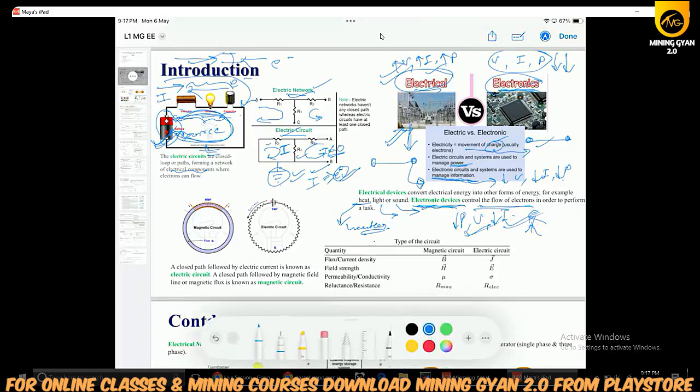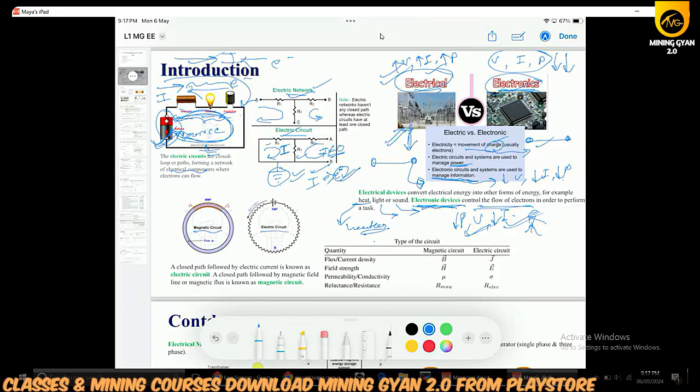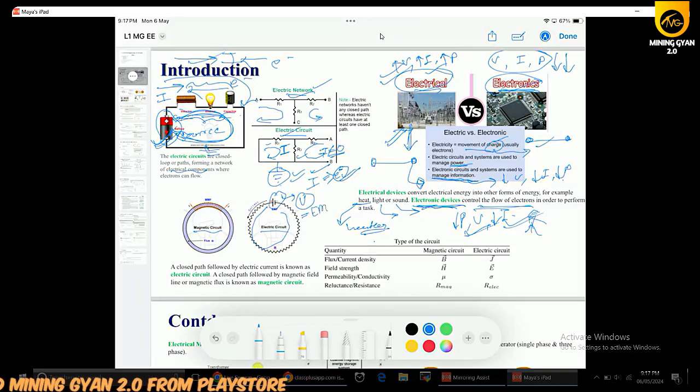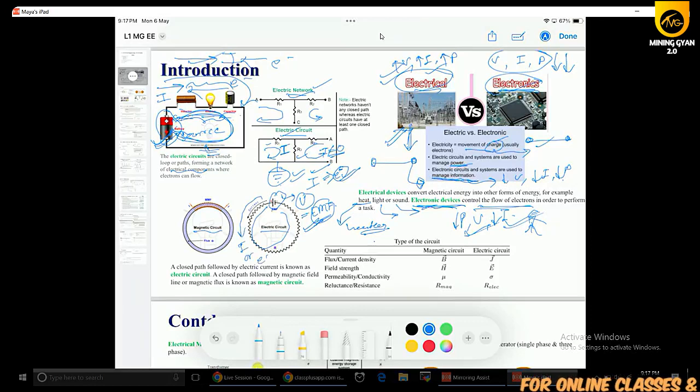Then let us see the difference between magnetic circuit and electric circuit. As you already know, in an electric circuit, there should be a closed path. So this is the closed path, right? There should be a source. So this is a voltage source, and that is also called an EMF, electromotive force, because in order to perform a task, there should be an external force, and this is provided by a voltage source, so that there will be the flow of current or electron.